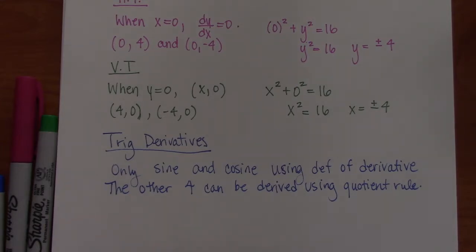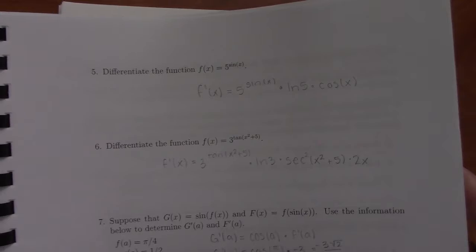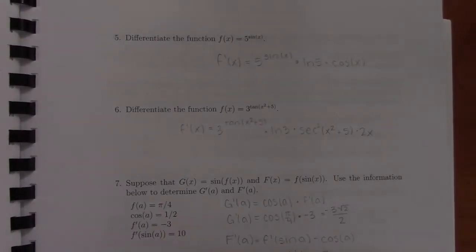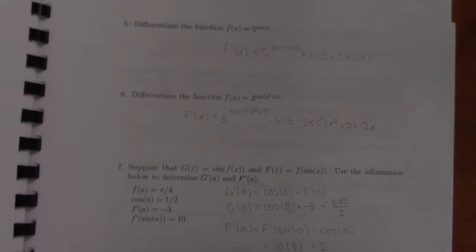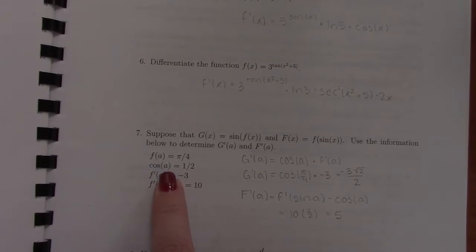On number 7 for our classwork, under the chain rule, it asks to solve for G prime of A and F prime of A, and it gives you f(a) equals pi over 4, cosine a equals 1/2, f prime of a equals -3. Yeah, this one is kind of quick. Okay, so we're talking about this problem on page 129, right? So it's number 7. And we asked you to use this information provided to find these two derivatives.